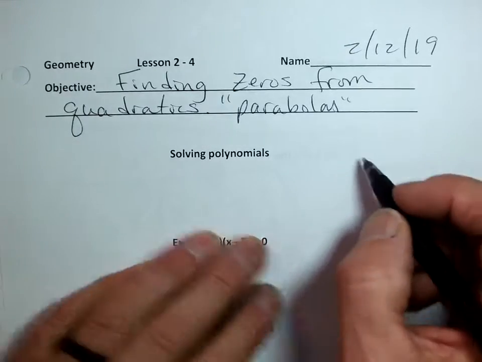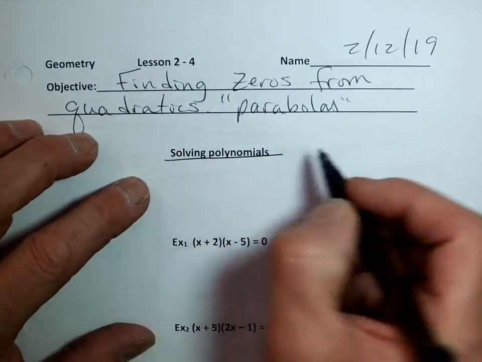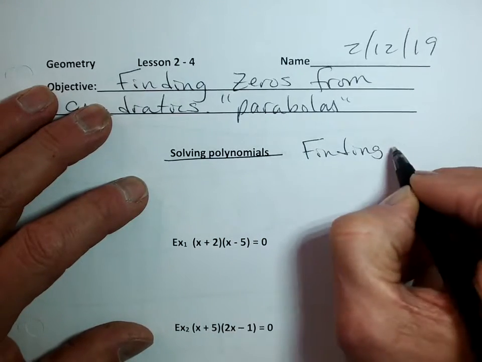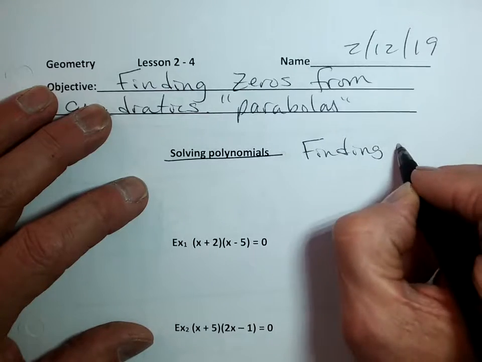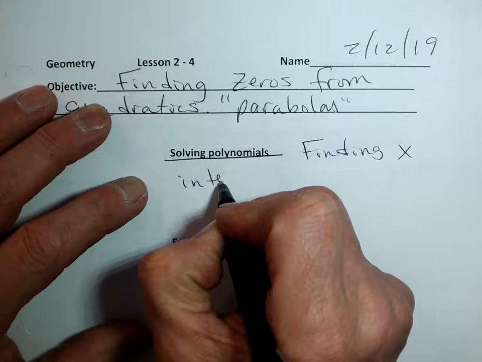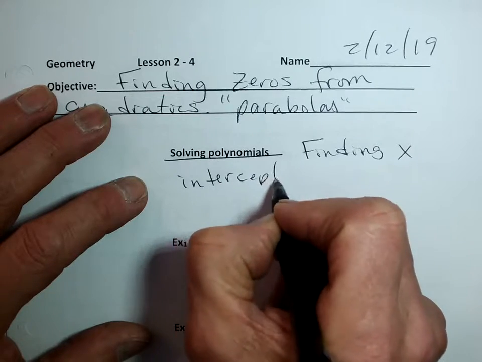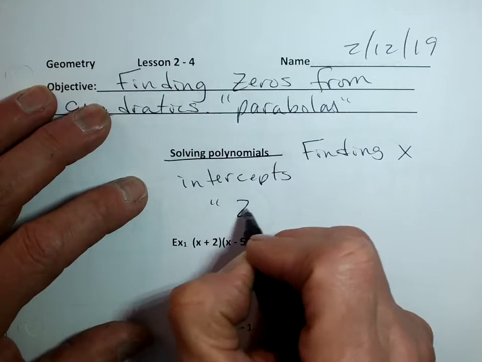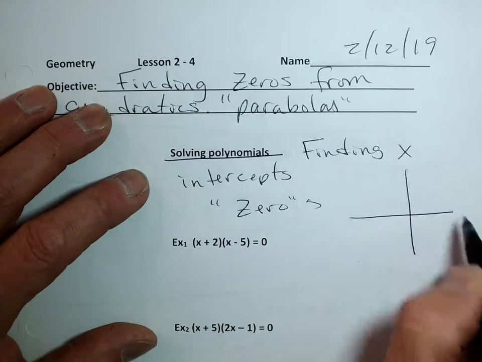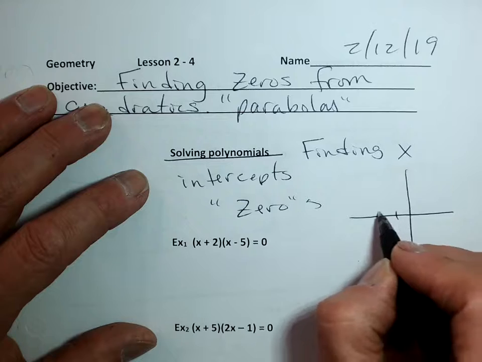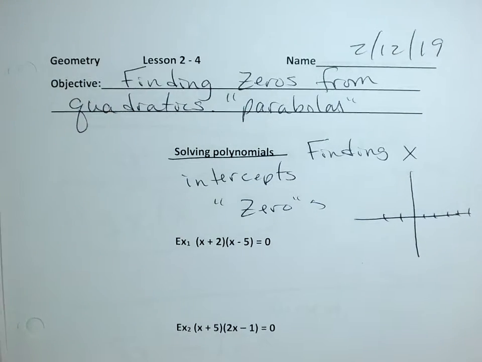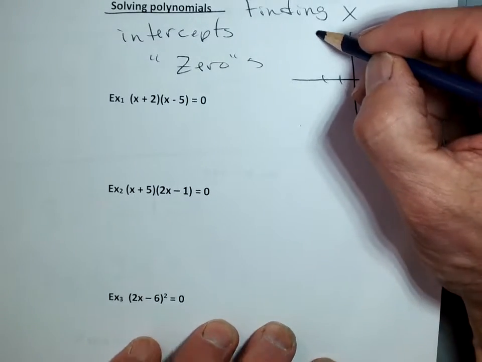So, quadratic formula comes from solving parabolas. So, solving polynomials. If we're going to solve these, what we're really finding are x-intercepts. I'm going to call those zeros. So I want to give you a little itty-bitty graph here, and I want you to see this illustration so you know what's going on.